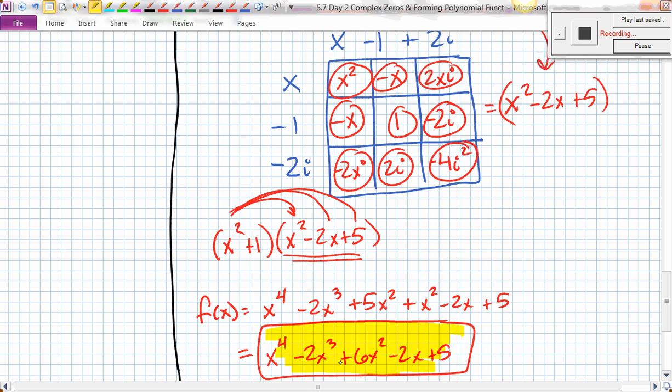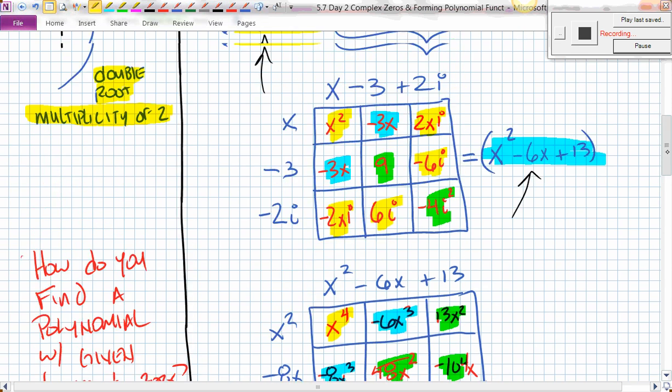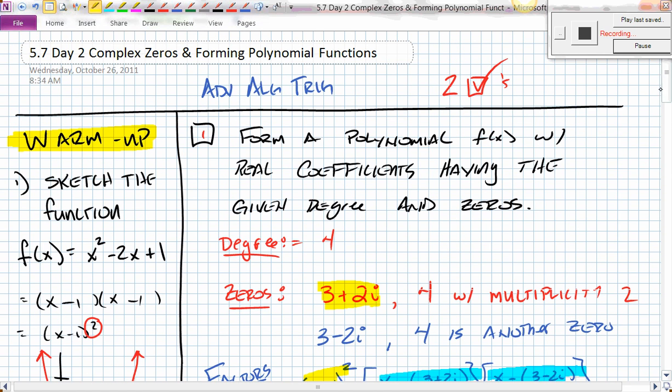There you go. So the guiding questions I wrote for you guys today were, how do you find a polynomial with a given degree and a given zero? And then what does a double root and multiplicity of 2 or 3 or 4 mean? Okay, there you go. Sorry about botching that one thing.